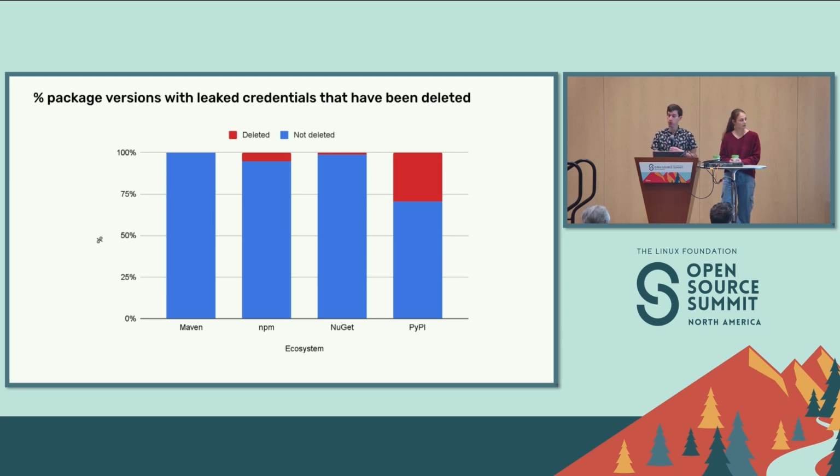Interestingly, this seems to be more of a common practice in PyPI than any other ecosystem. For example, we didn't see any Maven versions that contained leaked credentials being deleted upstream. This can definitely be a good thing to do, but make sure that your remediation plan also includes actually revoking these leaked credentials, because malicious actors could still have gotten to your credentials before you were able to delete the package.